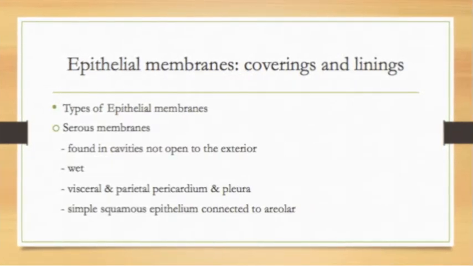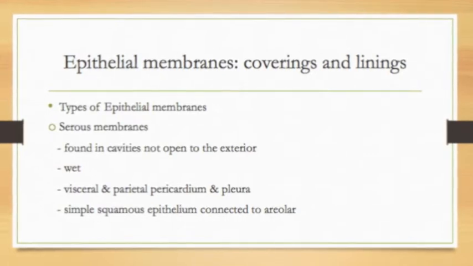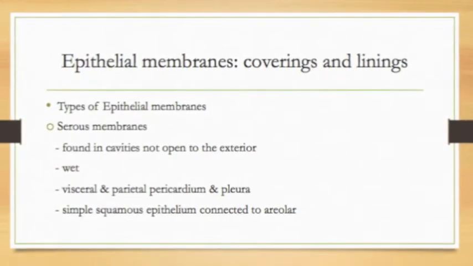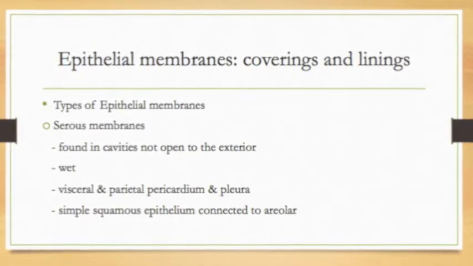Types of epithelial membrane. Serous membrane is found in cavities not open to the exterior. It's wet, visceral and parietal, pericardium and pleura. Simple squamous epithelium connected to areolar.